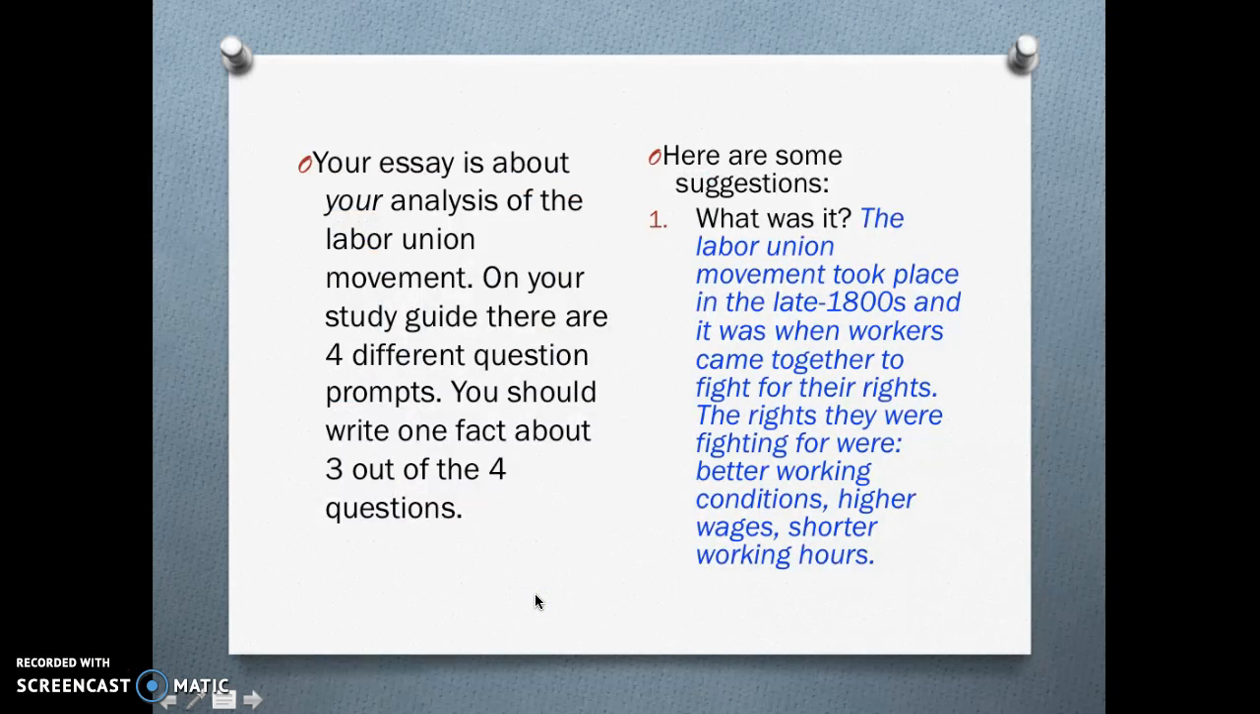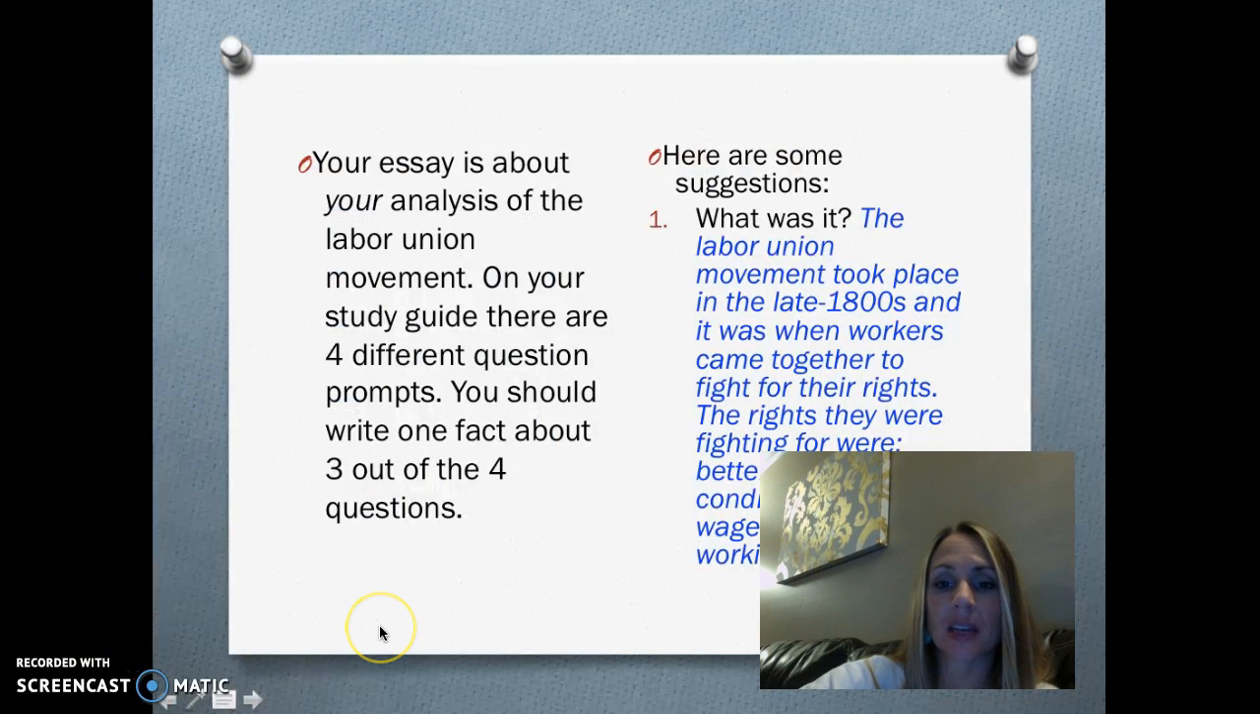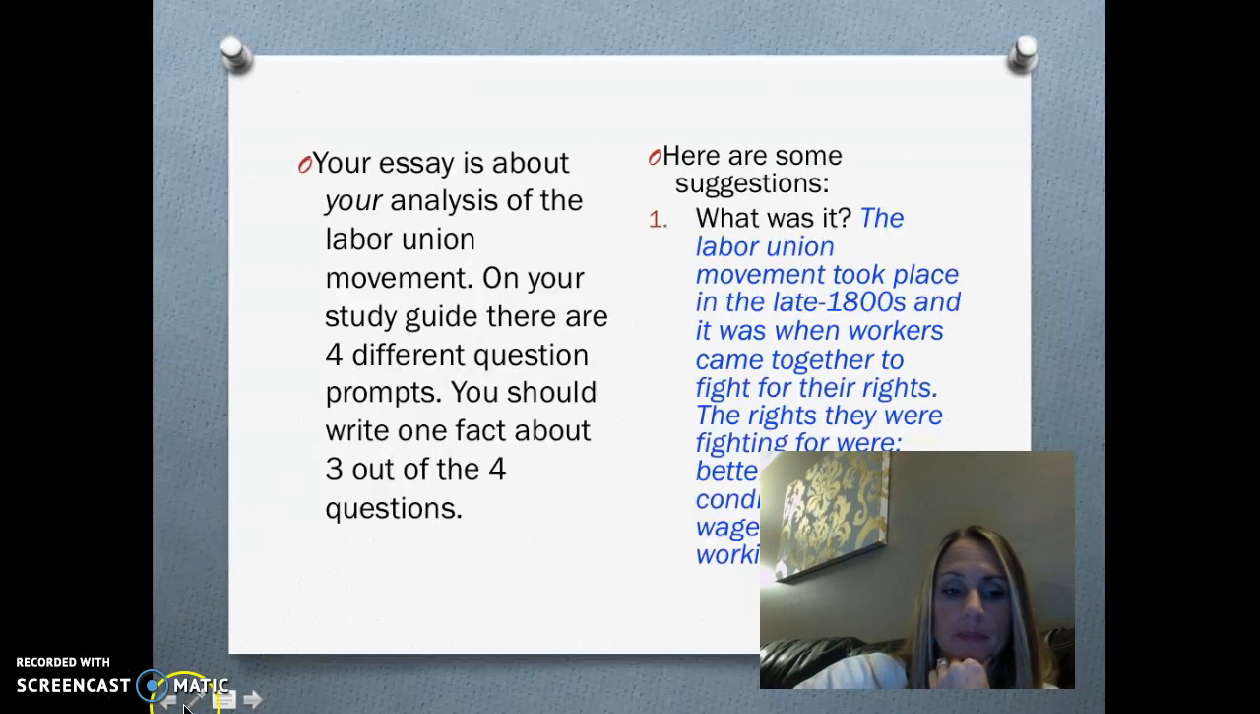What is the labor union movement? What was it? The labor union movement took place in the late 1800s, and it was when workers came together to fight for their rights. The rights they were fighting for were better working conditions, higher wages, shorter working hours. Okay, so that's an example of one thing you can write, a general description of what the labor unions were and what their goals were, what they wanted to fight for.